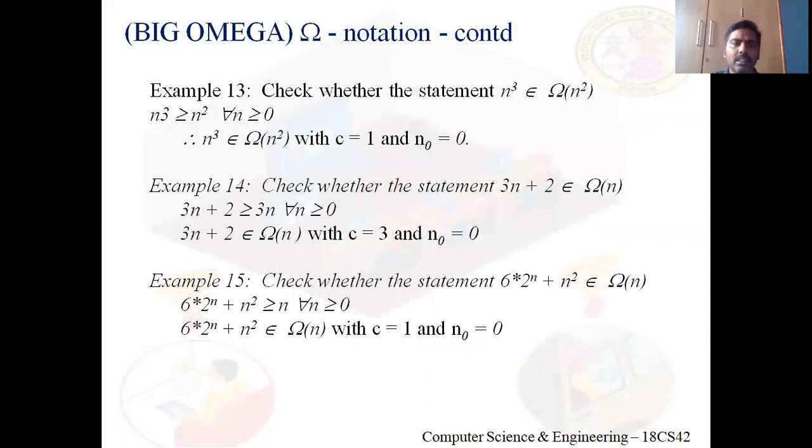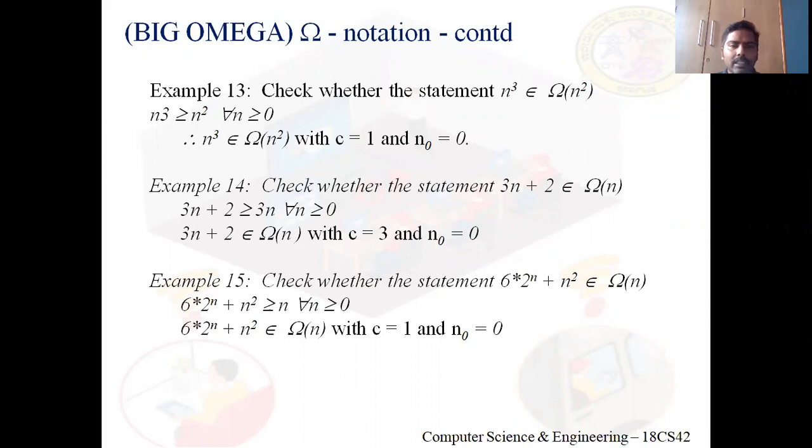Now let me see some examples for the formal definition. Check whether the statement n cube belongs to big omega of n square. Of course, we know n cube belongs to big omega of n square because n cube's growth rate is cubic, which is greater than or equal to the growth rate of n square. But here I need to determine what that c and n naught are. In this example, it is satisfied for c equal to 1 and n naught equal to 0.